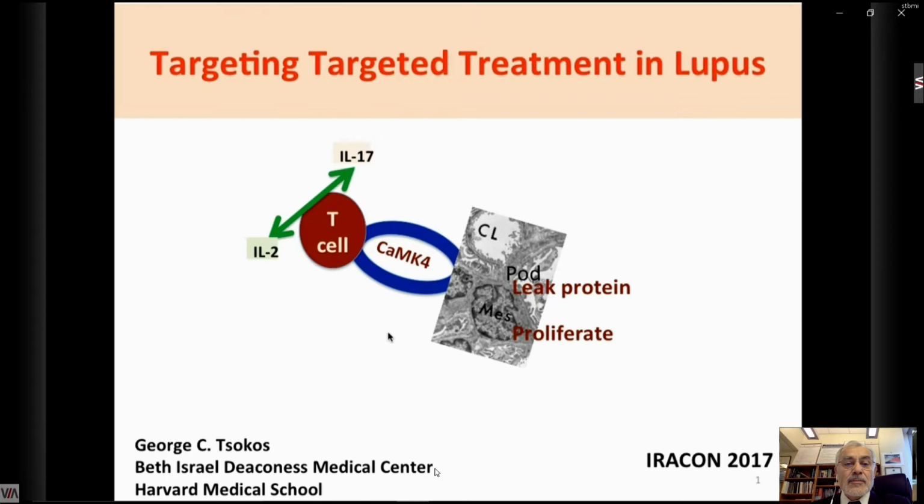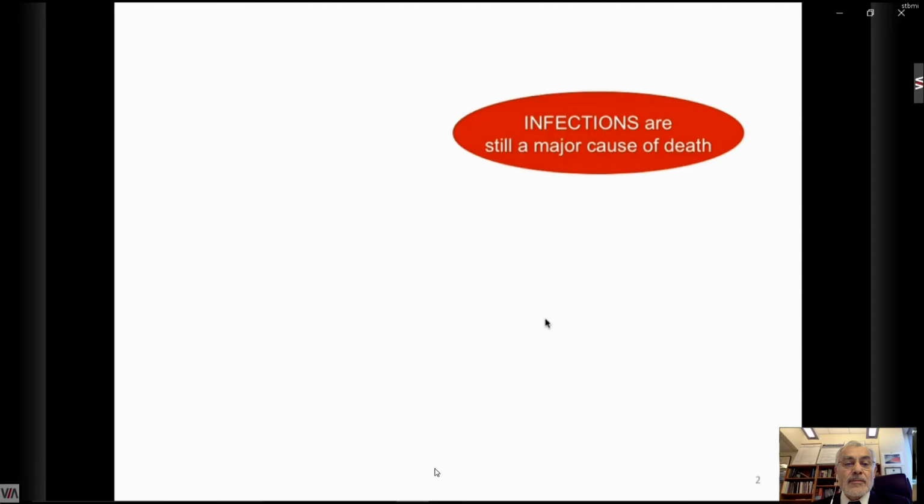We have been studying T cells, and we had found that lupus T cells, as you very well know, don't produce sufficient amounts of interleukin 2, while they produce lots of the pro-inflammatory cytokine IL-17. This we link to the expression of a molecule known as calcium calmodulin kinase 4, a serine threonine kinase. In parallel, we had found that cells of the kidney, specifically mesangial cells and podocytes, express increased amounts of this kinase, and this increased expression compromises their function.